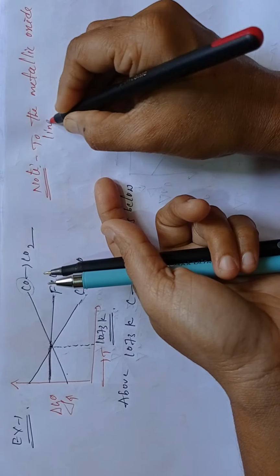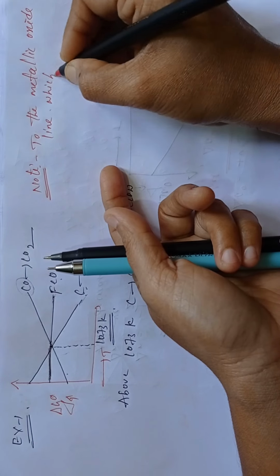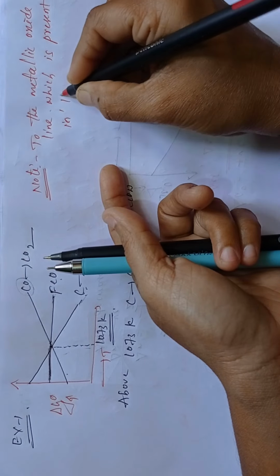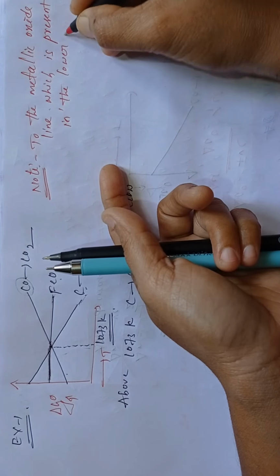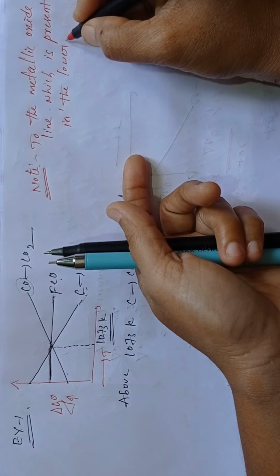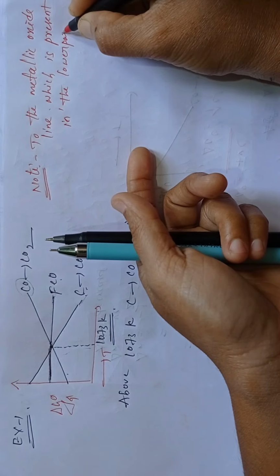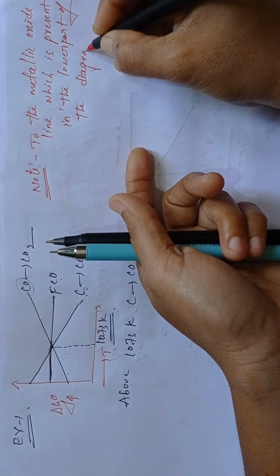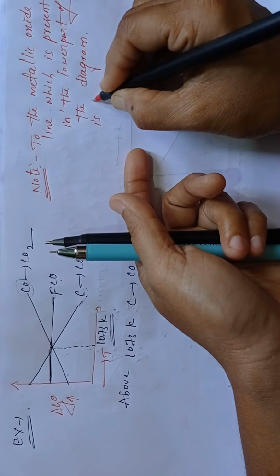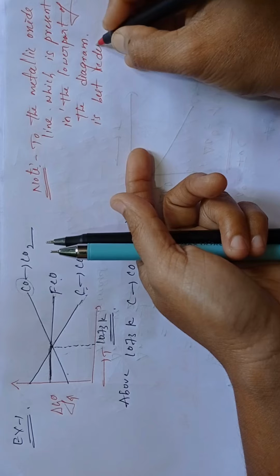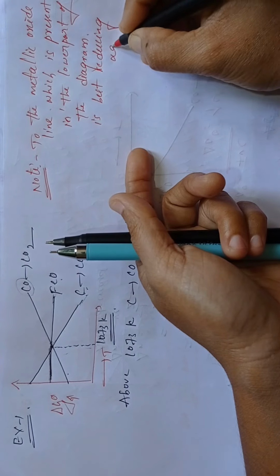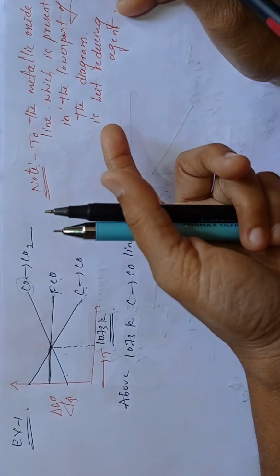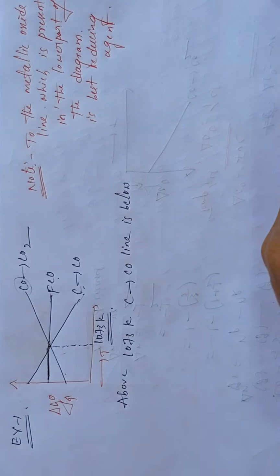The metallic oxide line, which is present in the lower part of the diagram, is the best reducing agent. Are you clear? So which is the best reducing agent, students? To the metallic oxide line, the one present in the lower part of the diagram is the best reducing agent.